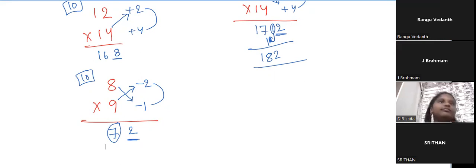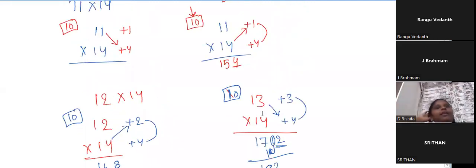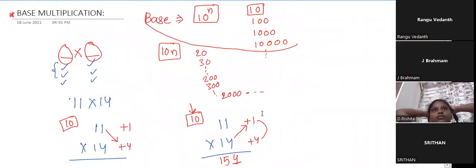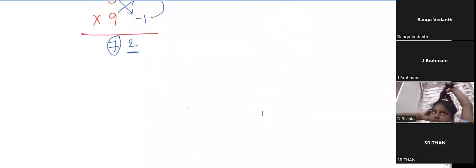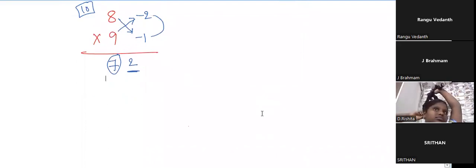Sir, I have a doubt. Yes, tell Vedant. What if one number is 16 and another number is like 50, sir? How can we find the base? No, we cannot use this method. The base method cannot be used in that case. We may have other methods. Sir, means the difference between the base and the number should be between 10 or 20, sir? No. See here.